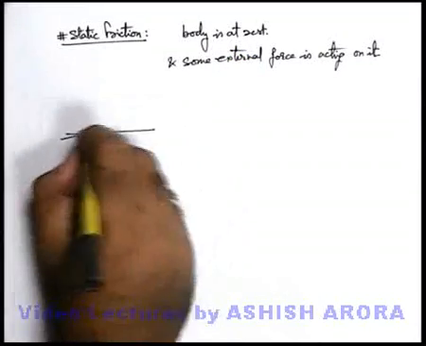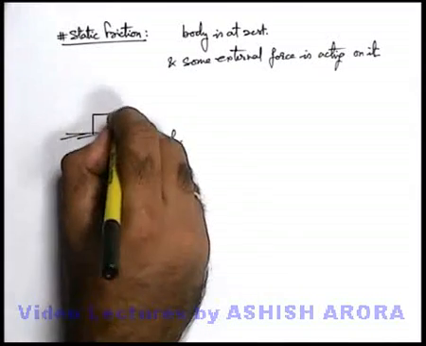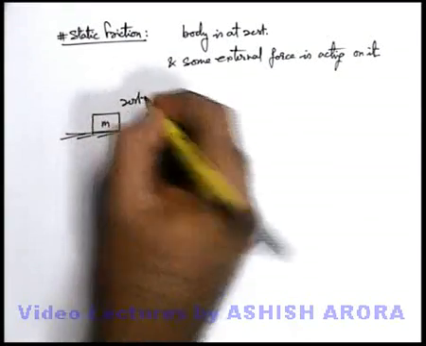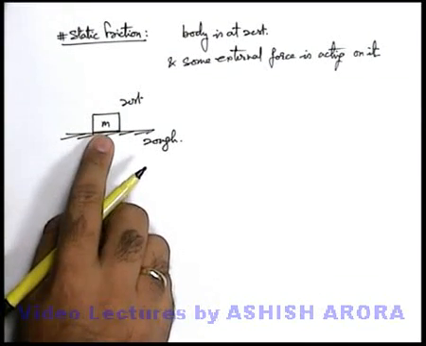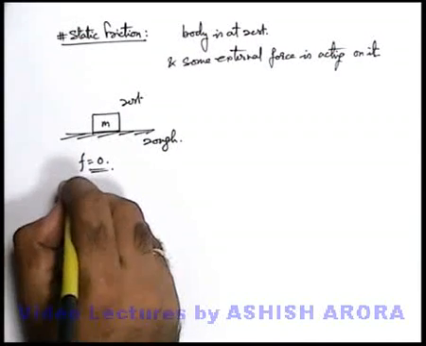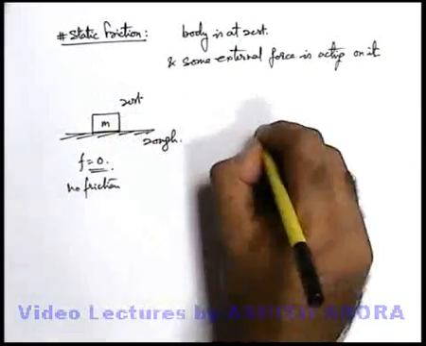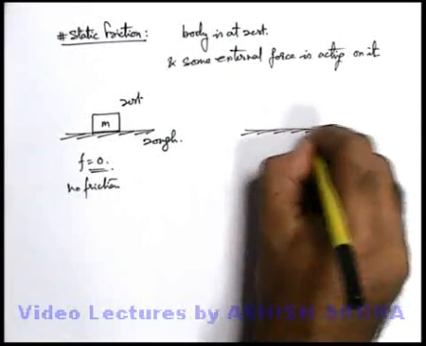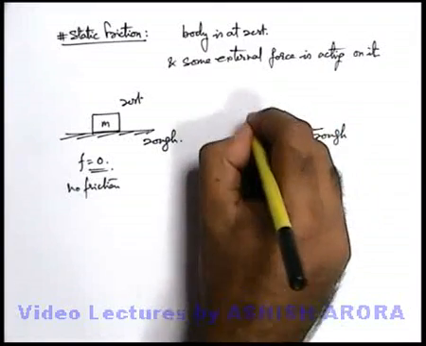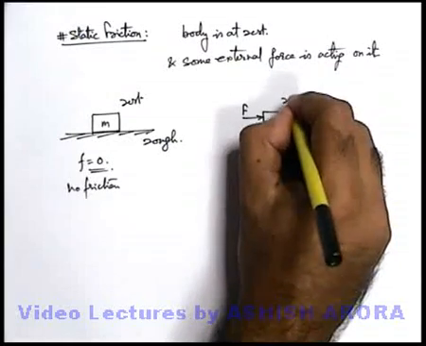Say on a rough horizontal surface, a block of mass m is placed at rest. It does not have any tendency of motion. So in this situation, friction is equal to 0, or no friction is acting on this body. But in a similar situation, say on this rough surface a block is placed and an external force F is applied on it, still it is at rest.